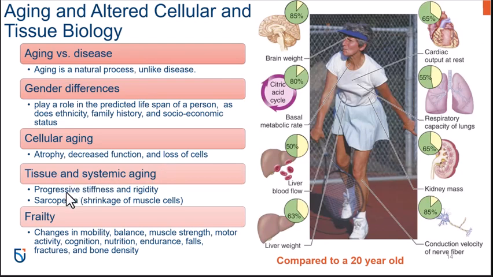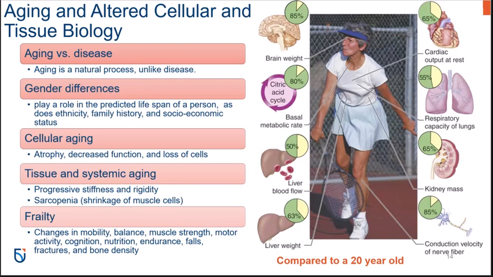Tissue and systemic aging. So progressive stiffness and rigidity is actually common with age. We know muscle atrophy is seen, so that contributes to it, but sarcopenia is seen as well. And this is the loss of muscle mass and strength due to the actual shrinkage of muscle cells. Okay, so sarcopenia is loss of muscle tissue, but it's considered a natural part of the aging process, but it still, nonetheless, has effects.